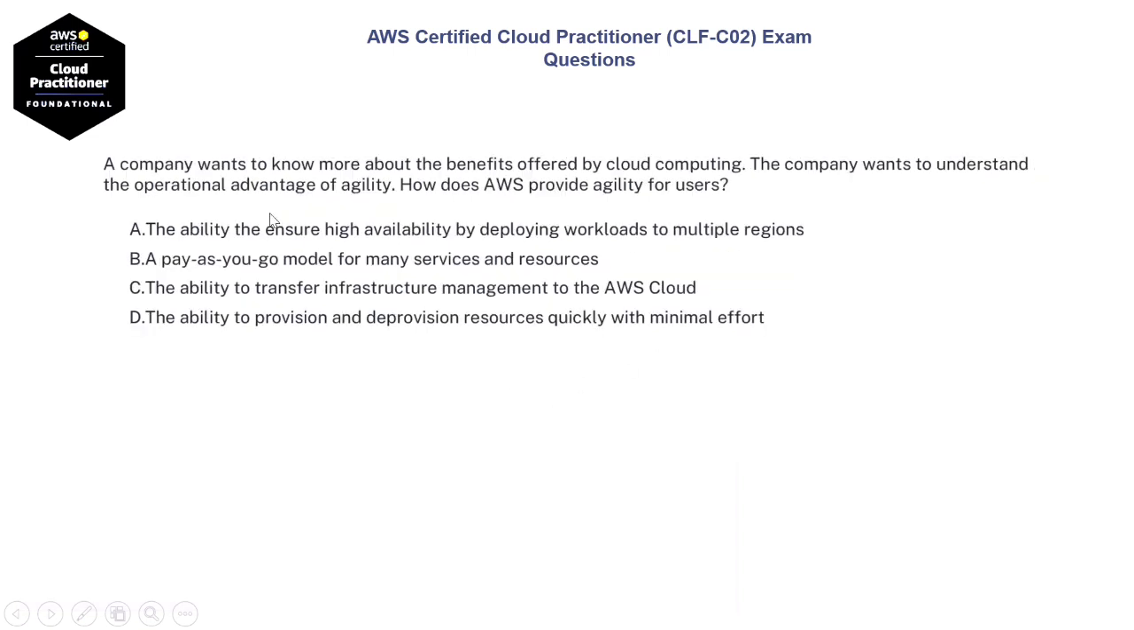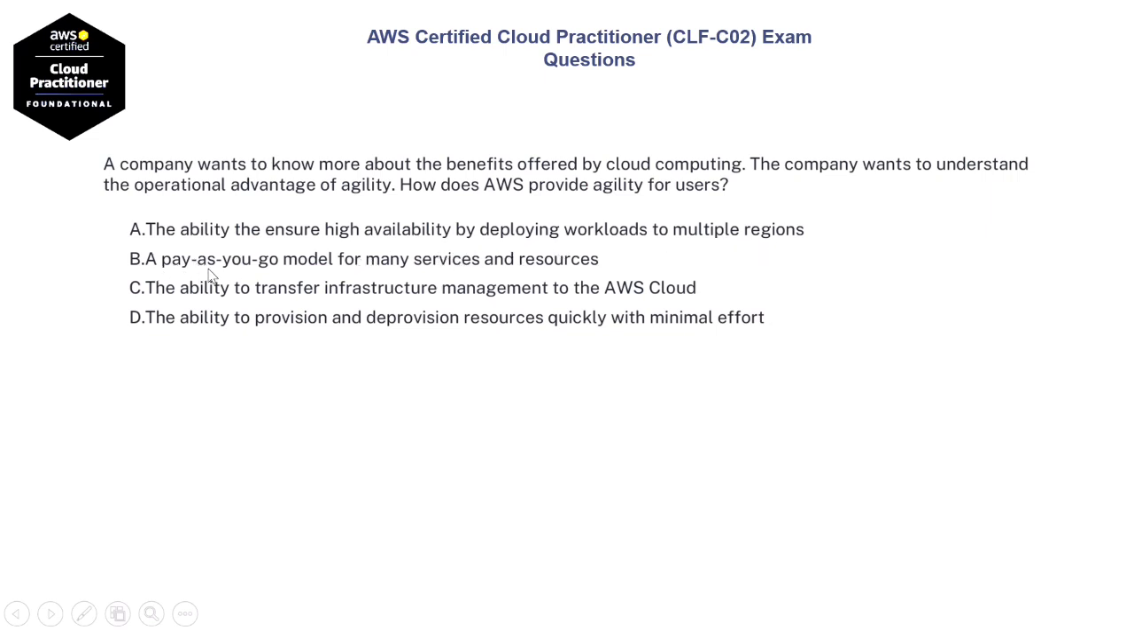Next question. A company wants to know more about the benefits offered by cloud computing. The company wants to understand the operational advantage of agility. How does AWS provide agility for users? Option A. The ability to ensure high availability by deploying workloads to multiple regions.